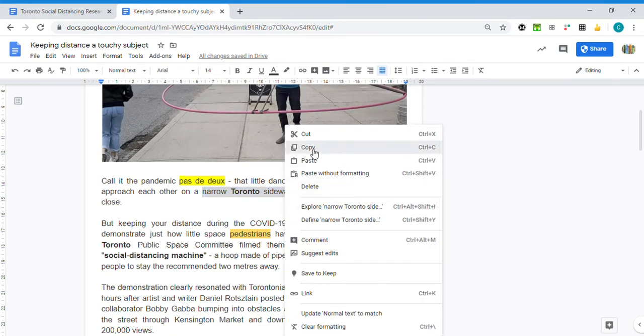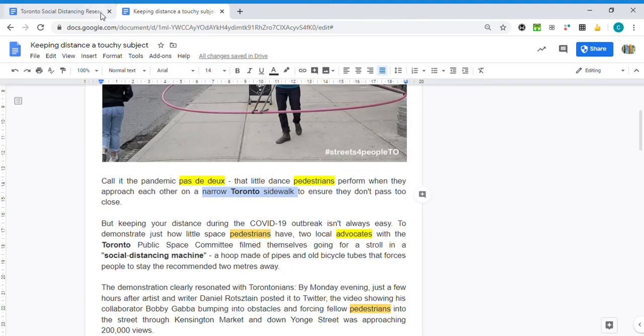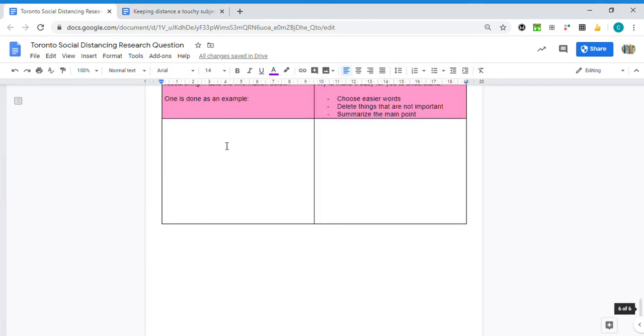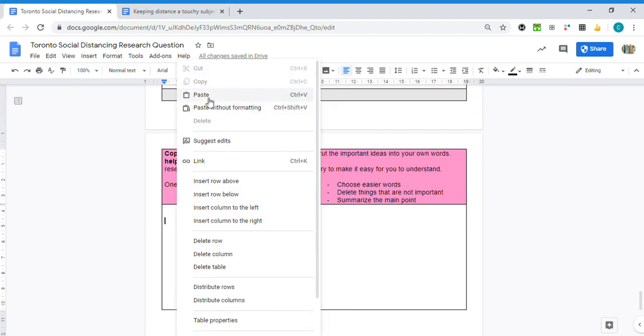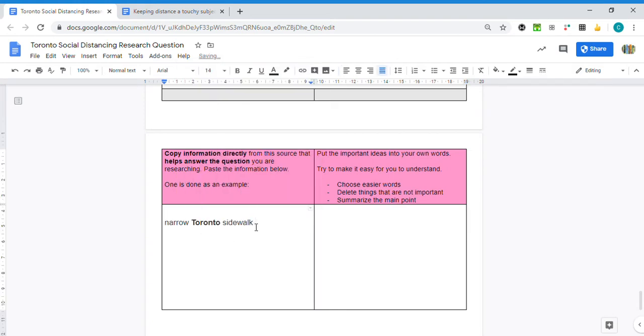So I'm going to take that piece of information and I'm going to put that into this column where it says copy the information directly. Okay, so narrow Toronto sidewalks. That's one point that maybe is a reason why this is a challenge.